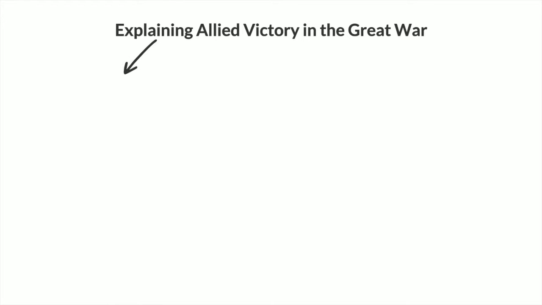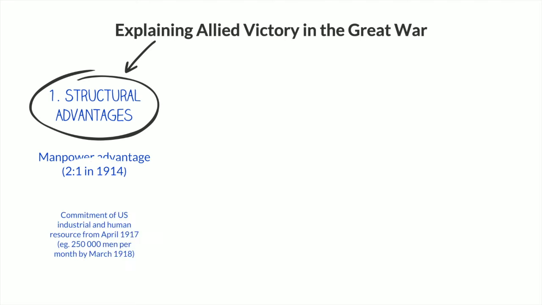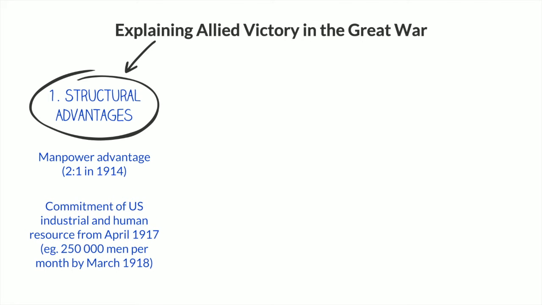The first theme that I tend to emphasise in trying to explain this issue is the structural advantages that the Allied powers had. In his book, Rise and Fall of the Great Powers, Paul Kennedy points out that in 1914 the Allied powers actually had a 2-to-1 manpower advantage over the Central Powers. It's also important, I think, to point out here that particularly once the United States committed to this war, the Allied powers had a massive advantage over the Central Powers. If you think about generally the productive capacity of the United States, this is one thing that they contributed, but also, again, in terms of manpower, they were pouring 250,000 soldiers onto the Western Front every month by 1918.